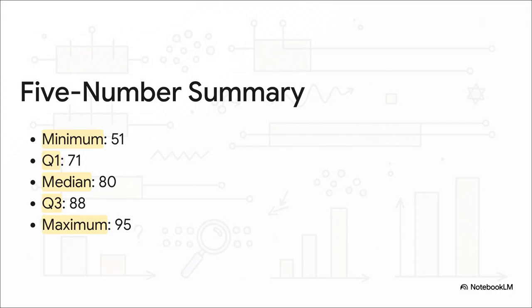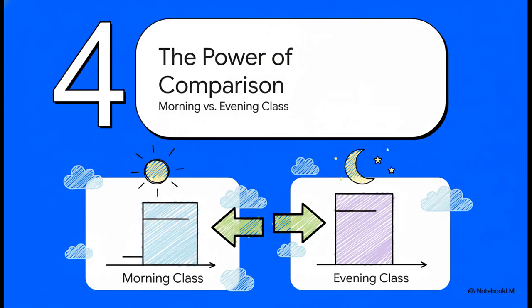And just like that, we have our complete blueprint. The minimum is 51, Q1 is 71, the median is 80, Q3 is 88, and the maximum is 95. These 5 numbers tell the whole story of our data structure, and they are literally all we need to draw the plot. So building one is pretty cool, but now we get to the really good stuff.